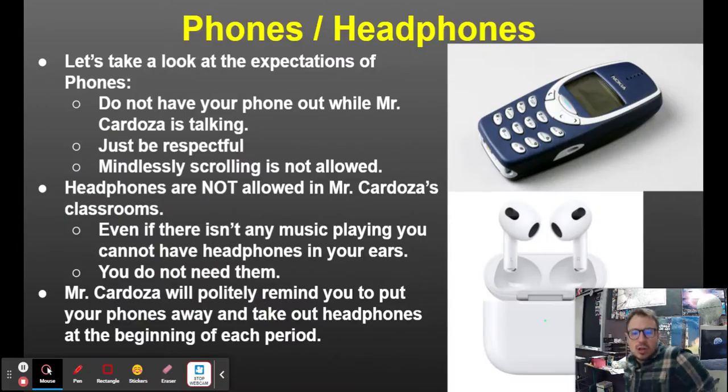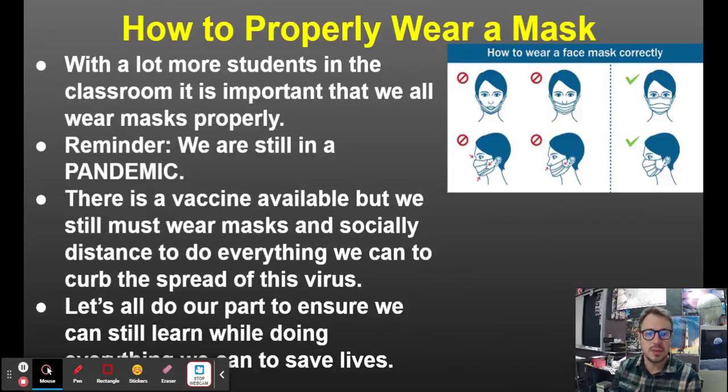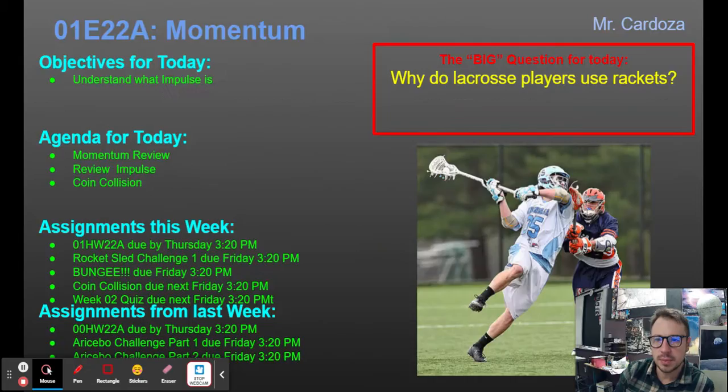So I always start out by telling the class, hey, let's take our headphones out, put our phones away so we can listen, make sure we're getting everything we can out of this lesson. And just remind everyone to properly wear a mask.